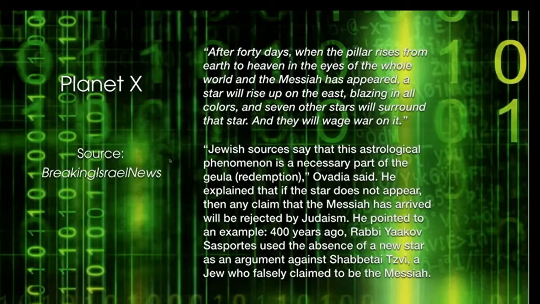Now, this is basically in Jewish mystical texts. And there was a guy who tried to claim that he was the Messiah 400 years ago, and because this planet didn't appear, they didn't believe him. What's interesting, in the New Testament, Jesus says that there will be a sign of the coming of the Son of Man, and then the Son of Man comes. Some people believe that that sign is an astronomical sign.